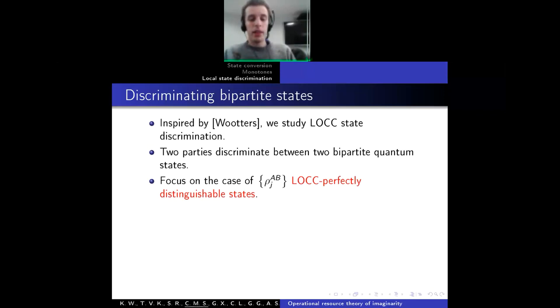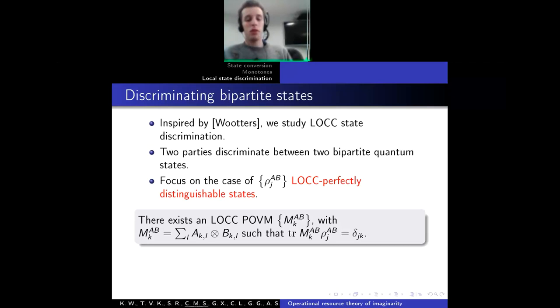And okay, so we have these states, rho j, and in particular we want to see what happens for the particular class of states where these rho j's are LOCC perfectly distinguishable. What does it mean? It means that we can find an LOCC POVM, of course, which has this sort of separable structure, such that this POVM is able to identify with certainty which state was prepared, because clearly it gives probability 1 only on one state and 0 on the other, essentially. All the various POVM elements have this property here.